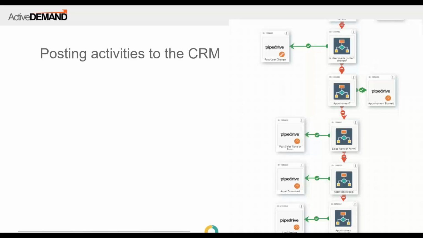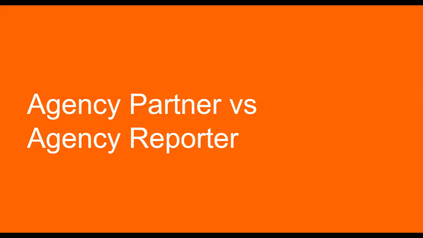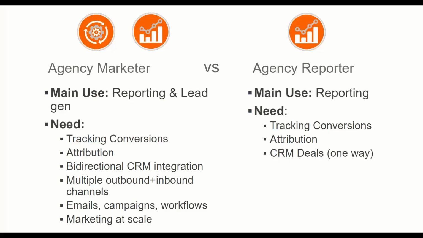One thing to mention, I talked a little bit about packages and that kind of a thing. One of our new packages is Agency Reporter, and I just wanted to show some of the differences between that and a standard ActiveDEMAND, I guess you could say. The important part is the agency marketers or the other agency packages we have for ActiveDEMAND, they're bi-directional on CRM integration, which means we post to the CRM and we pull from the CRM. With Agency Reporter, it's one way, and we're just pulling deals, just pulling CRM deals, not anything else.